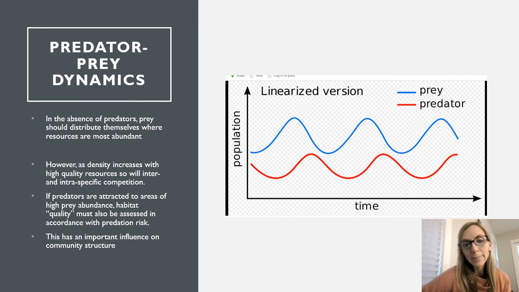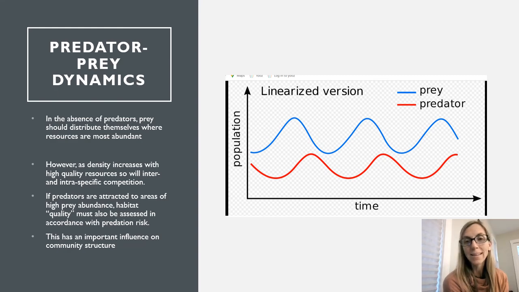Another important concept is predator-prey dynamics. In the absence of predators, we would expect prey to distribute themselves where resources are most abundant. However, as density increases with high-quality resources, so will inter- and intraspecific competition. And we can anticipate that predators are going to respond to a density in prey. So, in a sense, quality should also be assessed in accordance with predation risk, and this has important influences on community structure.